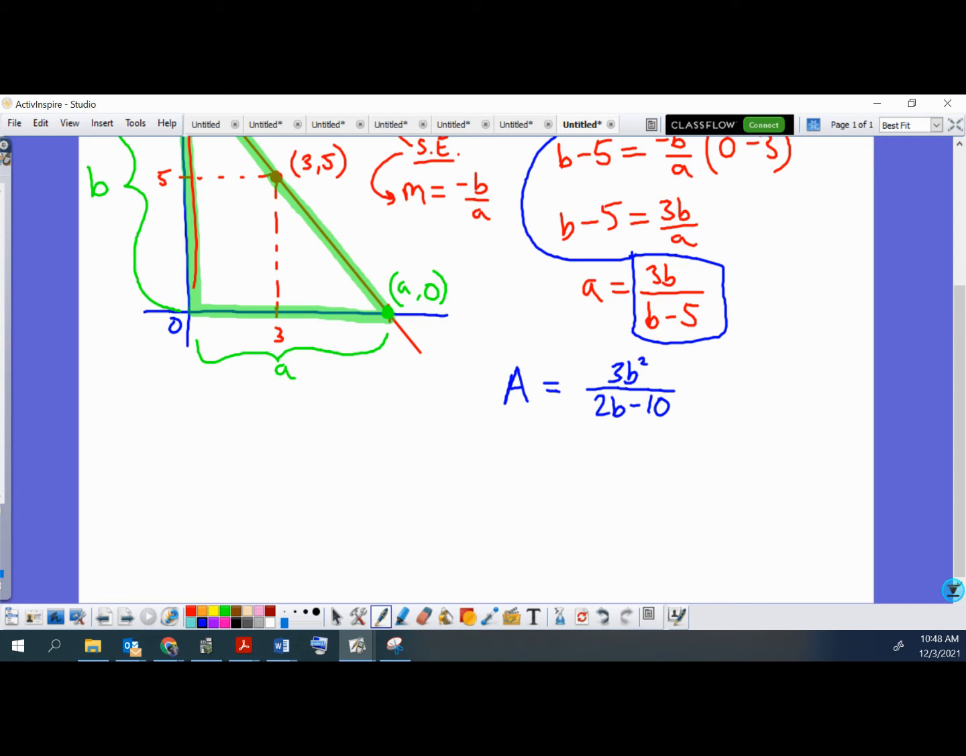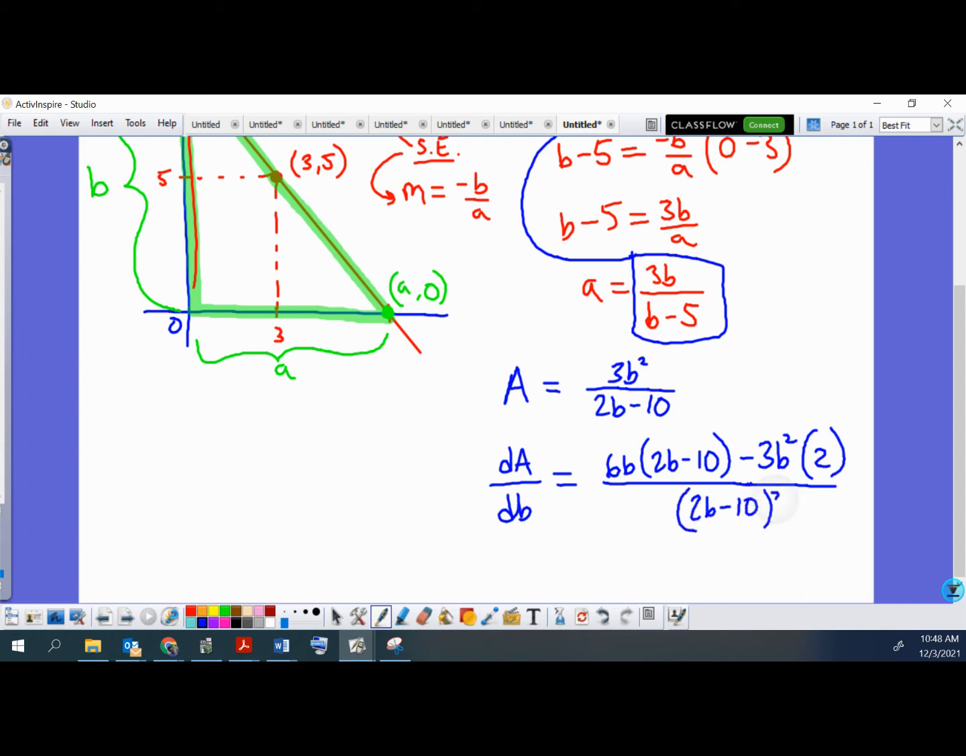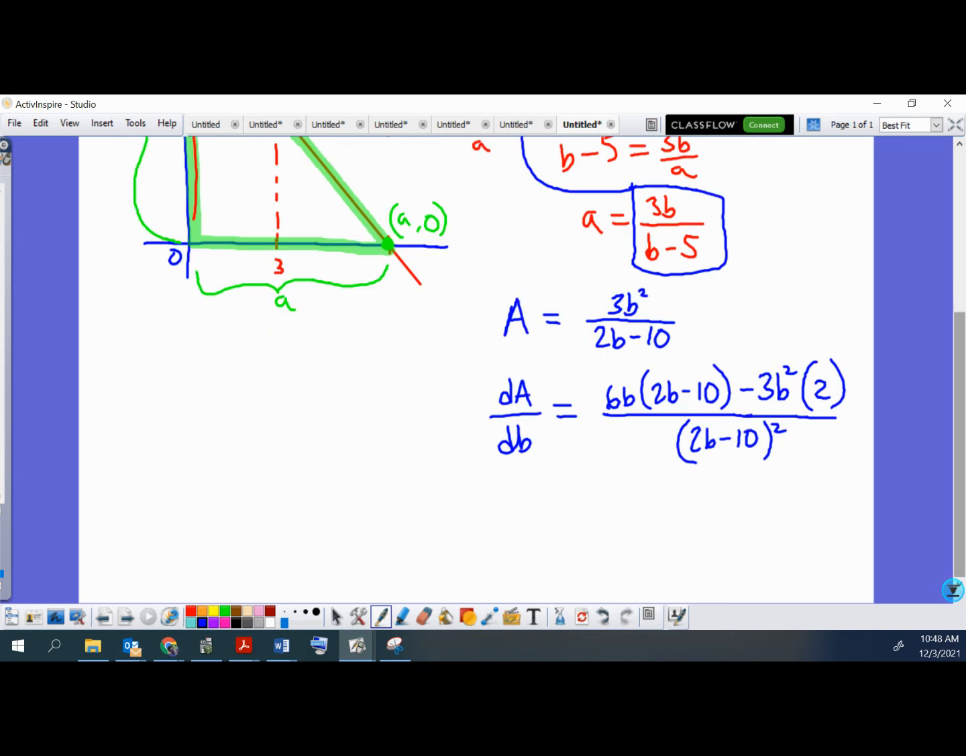And now what I can do is take the derivative. dA/dB equals. And I'm just going to use the quotient rule. It looks like it's set up for that pretty well. Derivative on top is 6B times the bottom, 2B minus 10. Maybe I should have kept that 2 factored out, but whatever. Minus the top, 3B squared, times the derivative of the bottom, which is 2, and then over 2B minus 10 quantity squared. Yeah, I'm just going to have some extra reducing because of those 2's multiplied in.